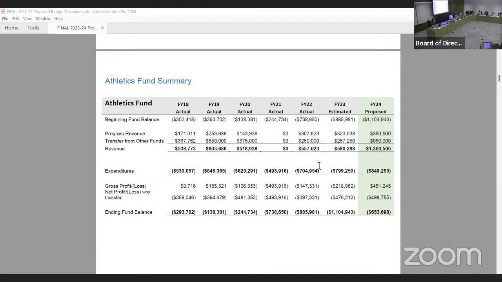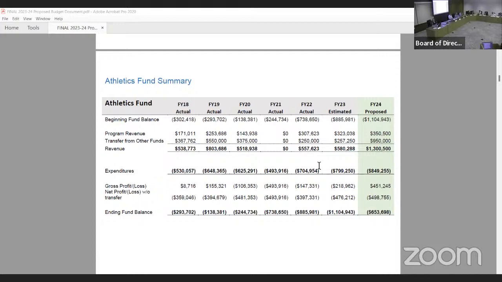And so we'll take a walk back about 5 years here, 6 years. So starting in fiscal year ending 2017-18, we started that year with a balance of negative $302,000. We collected $171,000 from students. The district transferred in $367,000. Our total revenue was $530,000. Our total expenditures were $538,000. Our total expenses were $530,000. And we reduced that fund balance by about $9,000.